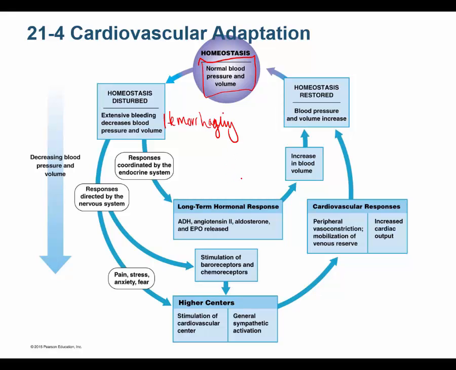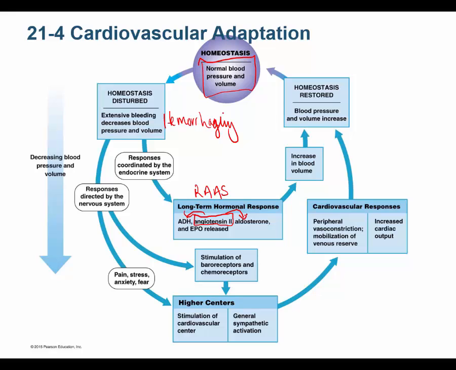Okay, let's follow the long-term hormonal response first. So what happens? You start hemorrhaging and your blood volume decreases. Well, one thing you know already is the renin, angiotensin, aldosterone system. You know that, and here it is, angiotensin 2. Now you already know what angiotensin 2 does. It leads to higher ADH and it leads to higher aldosterone.